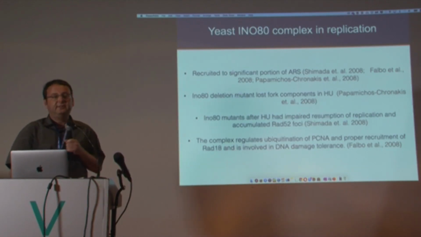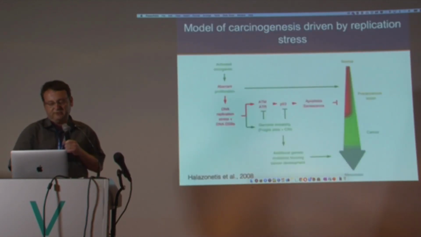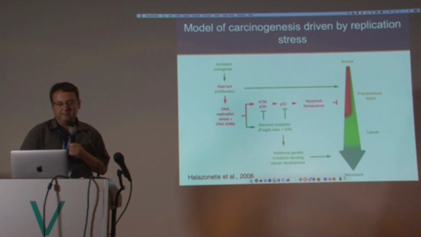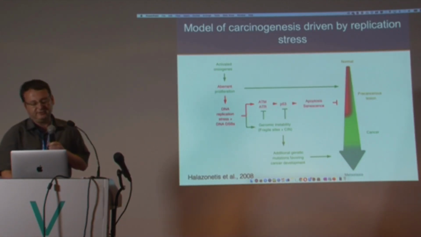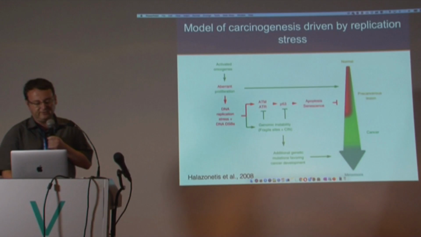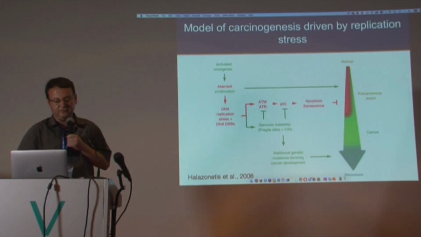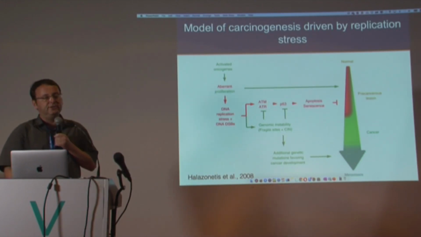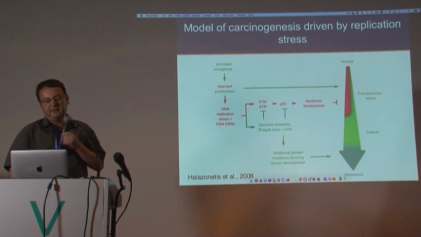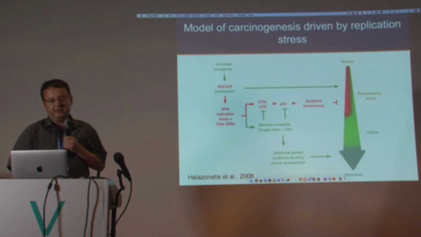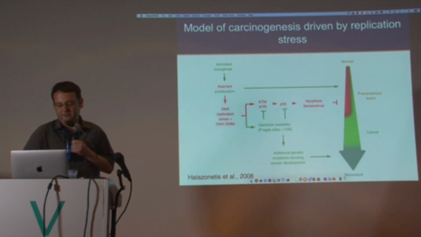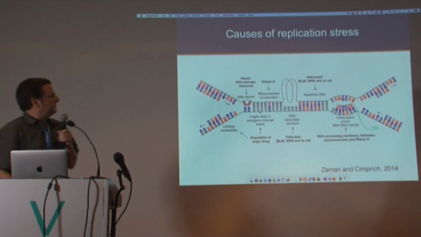So we're interested in what happens in mammalian cells, mostly because, as you all know, aberrations to the replicative process are now considered to be a driving force in carcinogenesis, as the lesions coming from collapsed forks with time inactivate key tumor suppressors and result in the uncontrolled proliferation of genetically unstable cells. So what is replication stress?